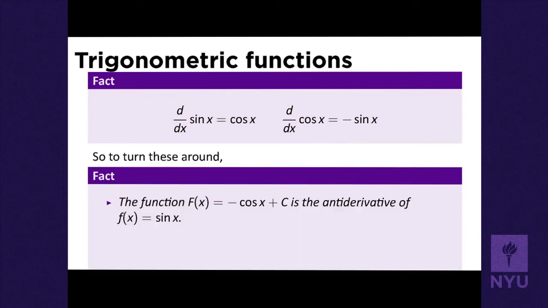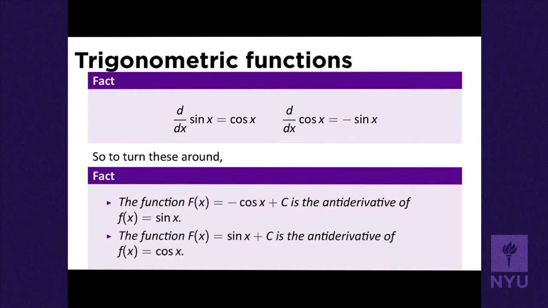So if I want an antiderivative for sine, I just need to take cosine, but then if it were just cosine, there would be a minus 1. So I preemptively multiply by minus 1. So the function capital F of x, which is minus cosine x plus constant, is the antiderivative of sine x. And sine x plus constant is an antiderivative for cosine x.